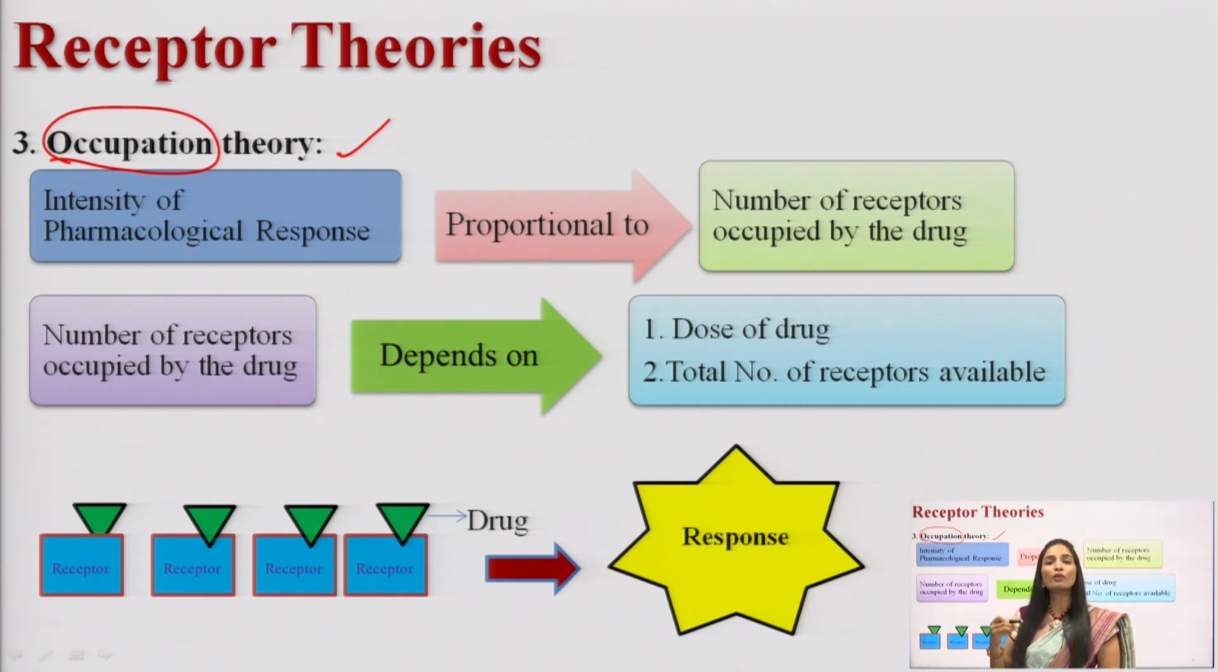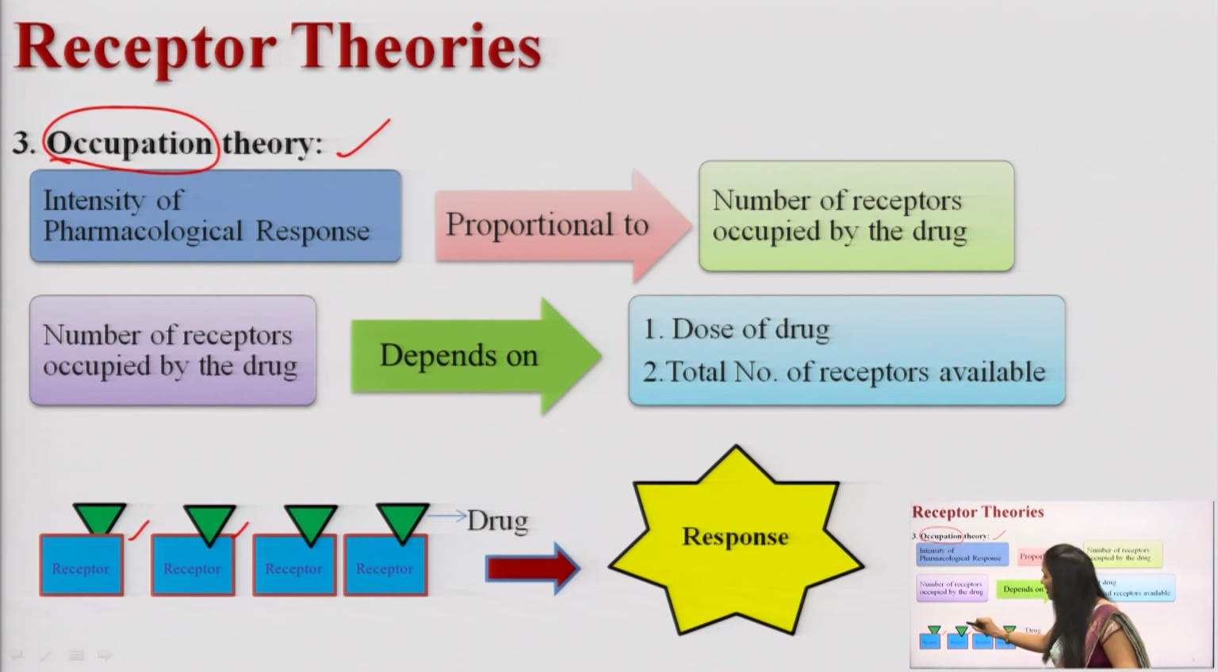So, the intensity of a pharmacological action you can determine by the number of receptors occupied by the drug, and the number of receptors occupied by the drug depends on how much dose you have administered and how many receptors are available for the drug. For example, if you see here, this is a receptor. Here I have given an example of 4 receptors. How many receptors have been occupied by the drug, that much physiological response you can see.